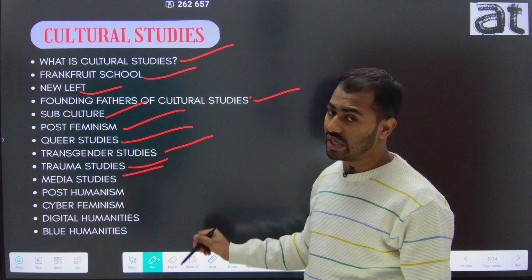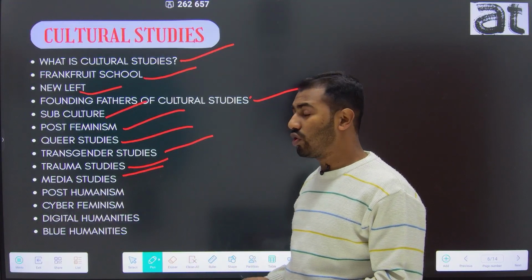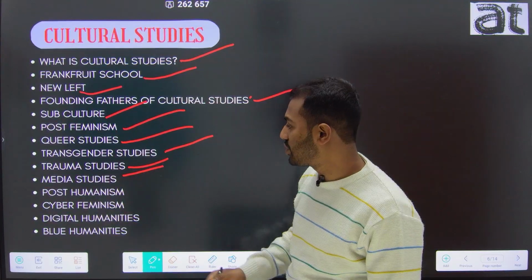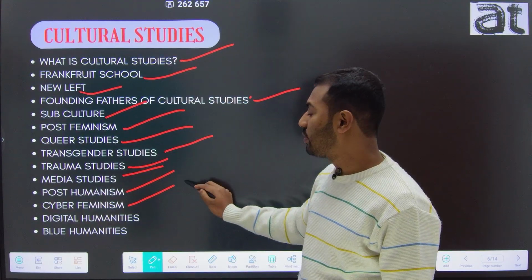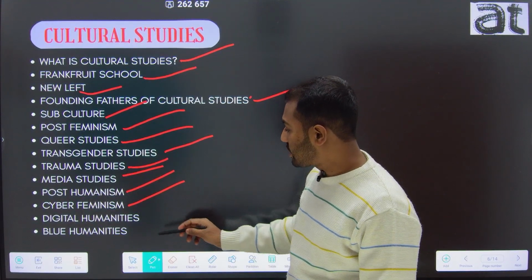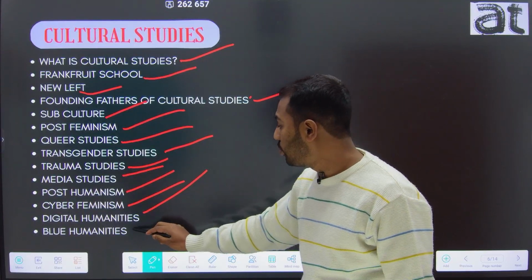There comes media studies of Marshall McLuhan, global village, globalization. Next comes post-humanism, cyber feminism of Donna Haraway. Next come digital humanities and blue humanities.